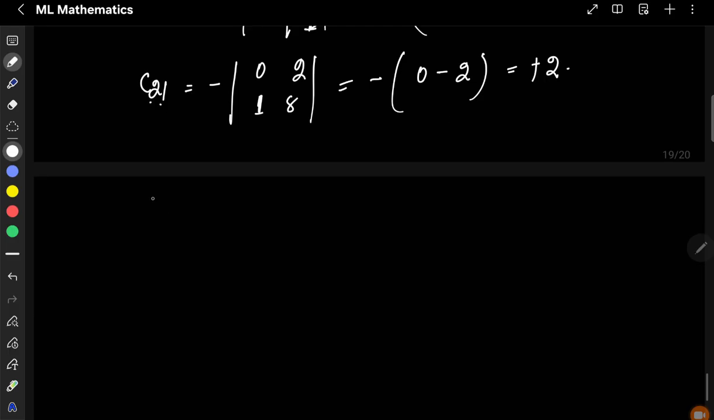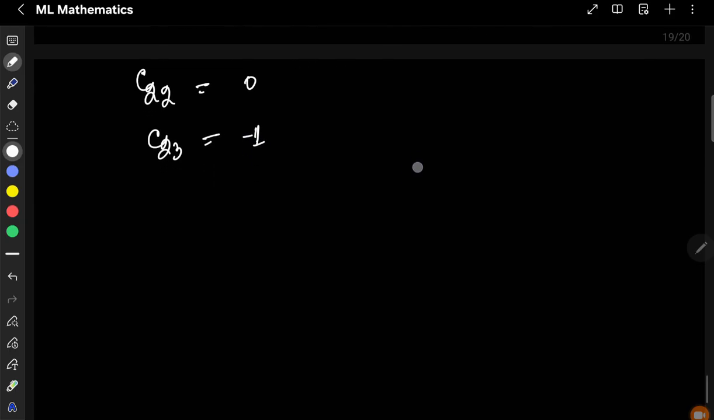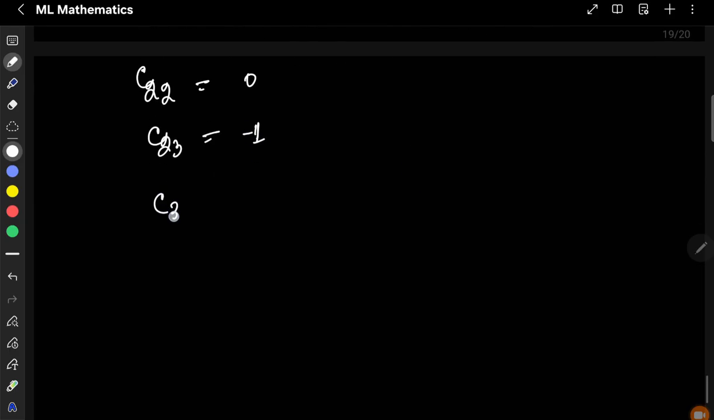Similarly, you will be calculating C22, and you will be getting a value of 0. Then for C23, you will be getting a value of minus 1. Now I am going for C31.